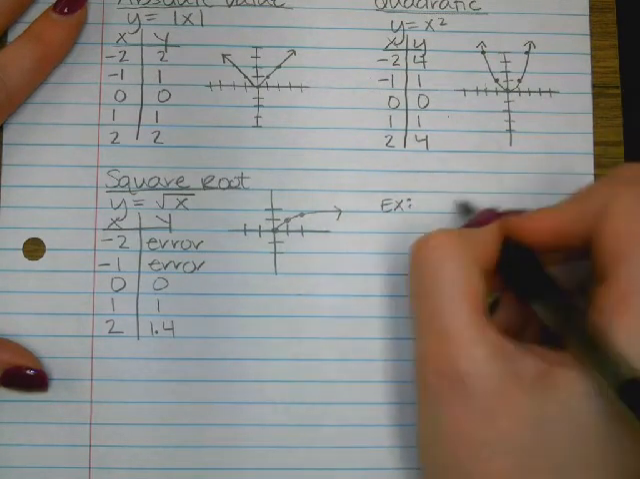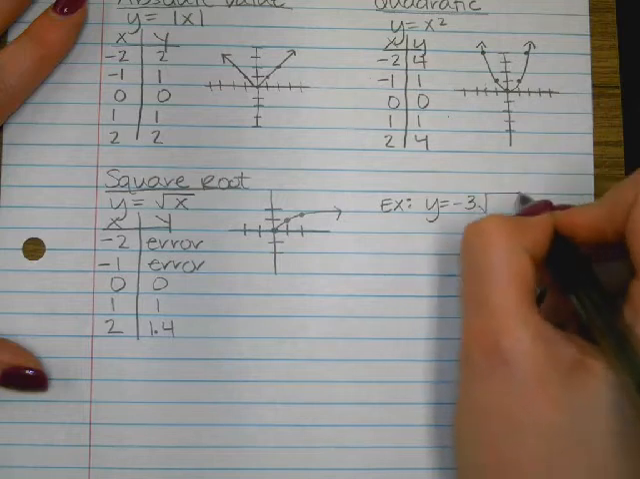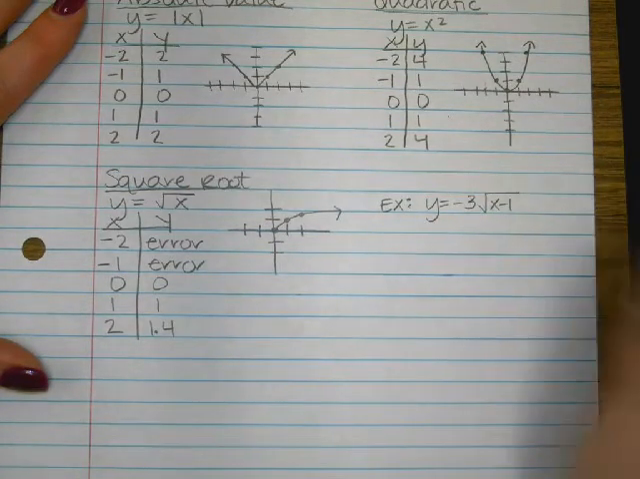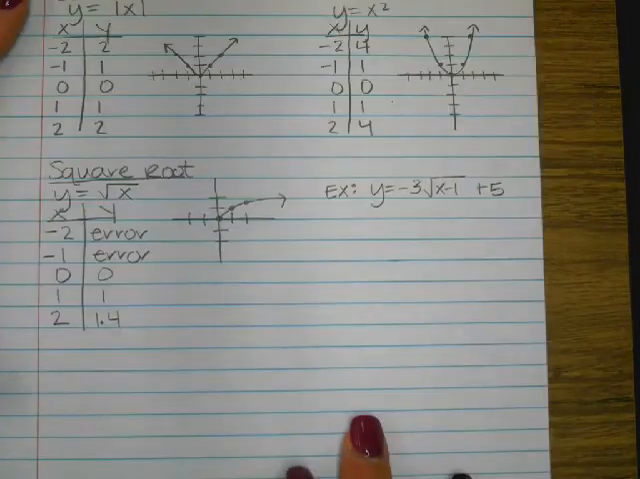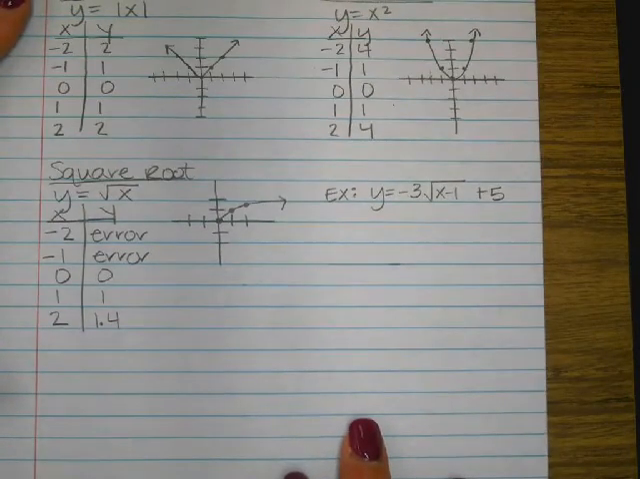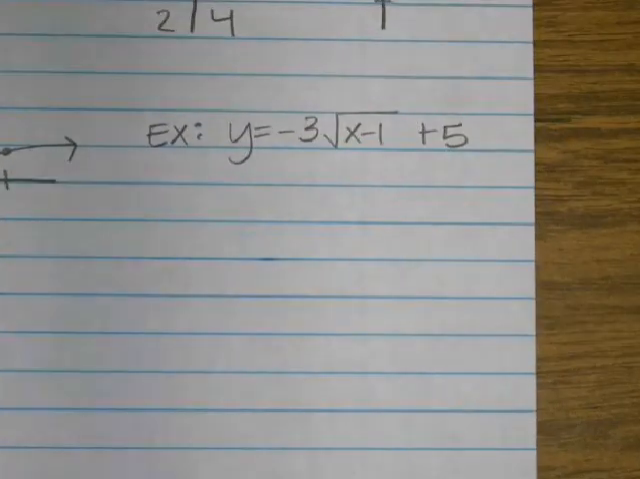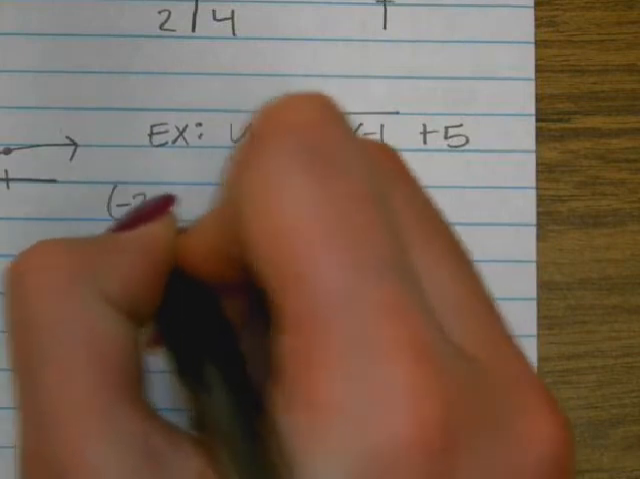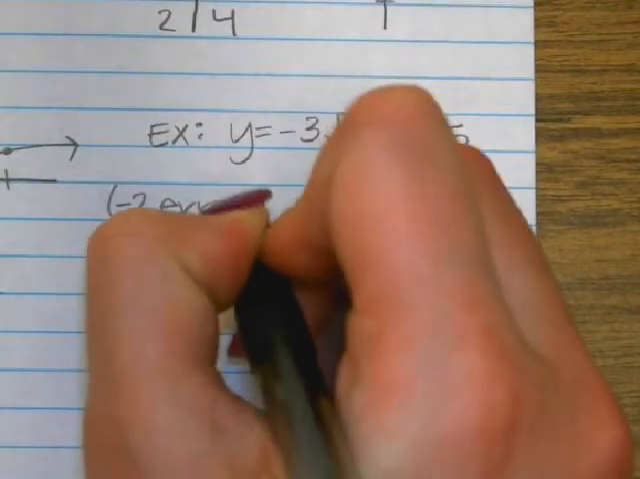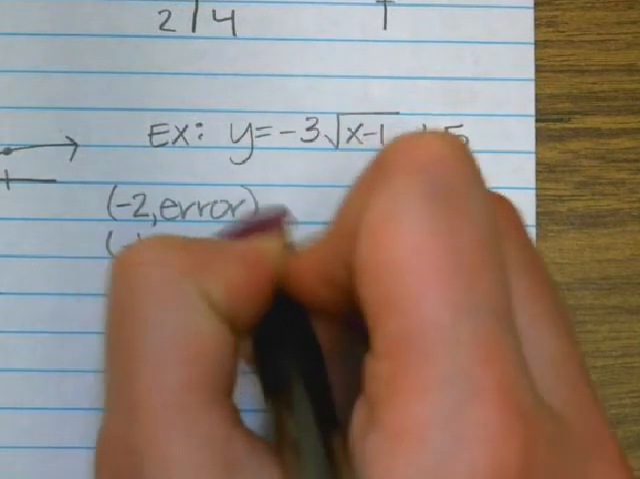We're going to go ahead and use y equals -3 times the square root of x minus 1 plus 5. So first thing, I'm going to draw my chart so that I can graph this. And let me go ahead and zoom in so you can see real well. So I'm going to write these points down again. I have -2 as an x coordinate and error as a y coordinate. You guys will see in a second how I kind of work with that when I make my chart.